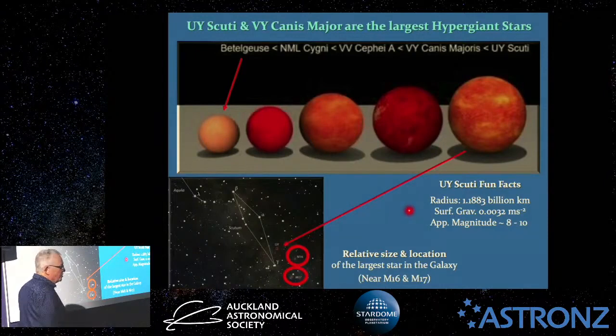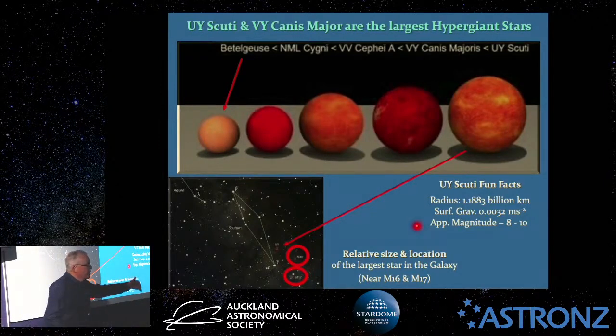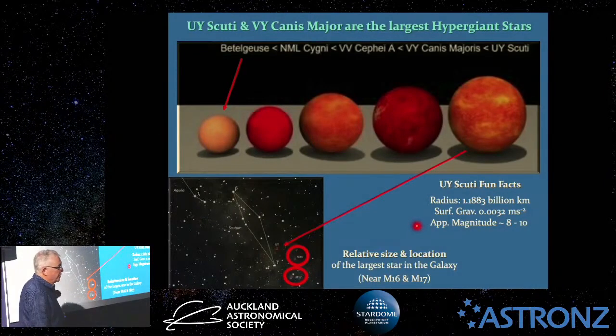Surface gravity: what's holding us on Earth? It's about 9.8 metres per second squared. You're talking 0.0032 metres per second squared for UY Scuti. So the surface gravity is next to nothing, very unstable. Its apparent magnitude, and I put that in here, is 8 to 10, while we visually see up to about 6. So that tells you it's not visible with the naked eye, but it's readily achievable with a basic telescope.